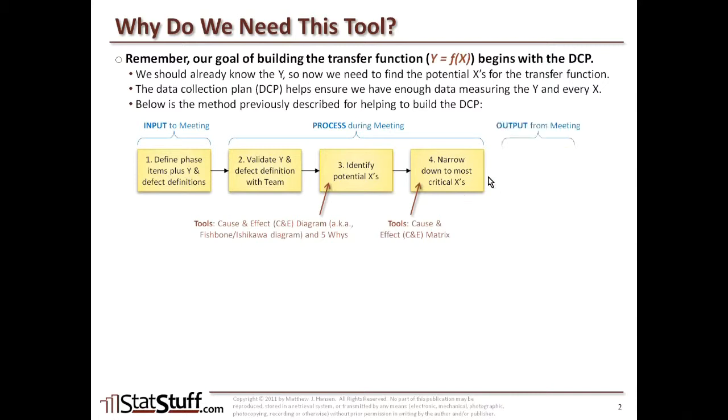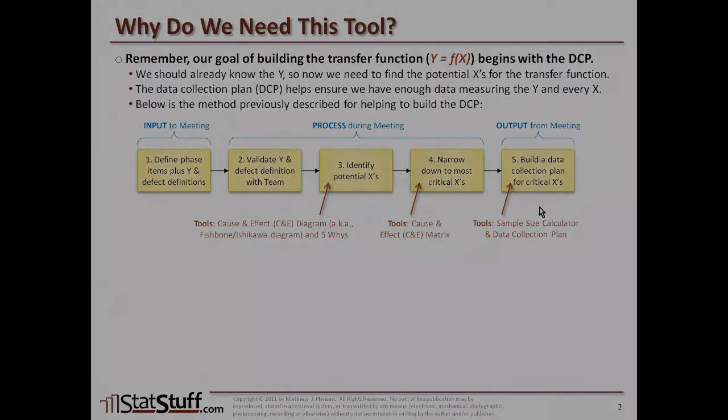Then the last part here is an output from the meeting. What we're going to do is our last step is to build the data collection plan, that DCP, for those critical x's we identified. And this is where we're going to use something like the sample size calculator, as well as consideration for the short and long-term data and the data collection plan, in order to build this final data collection plan from this process.